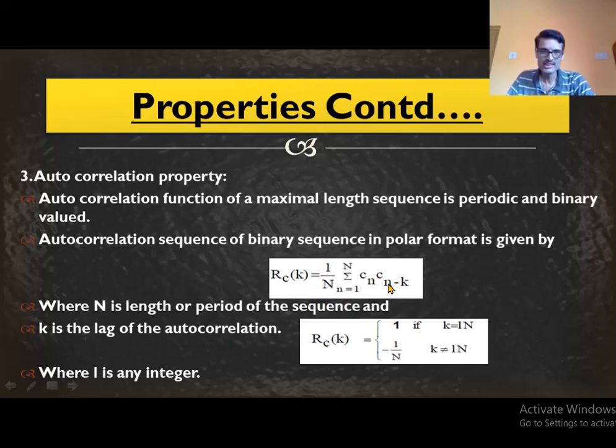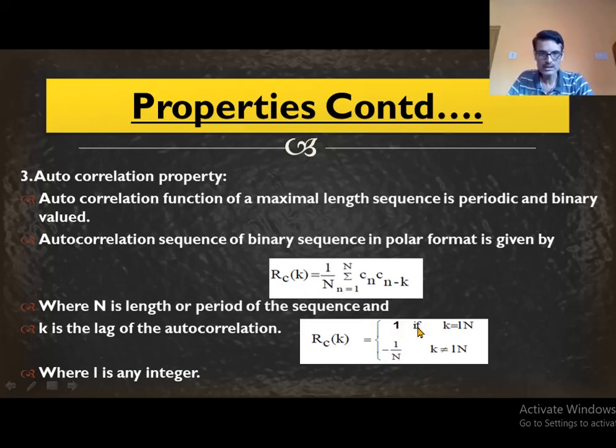Summation of C_n times C_n minus k. Now what are C_n and C_n minus k? I will tell you later. C_n and C_n minus k are the polar format representation. It may be plus 1 or minus 1 depending on the bits in the PN sequence. If the PN sequence bit is 1, it is taken as plus 1. If it is 0, it is taken as minus 1. C_n minus k means this is the nth bit, and the n minus kth bit. We have to consider those bits. For different values of k, we have to calculate this autocorrelation function, and it always takes 2 values. Either it is equal to 1 or it is equal to minus 1 by N.